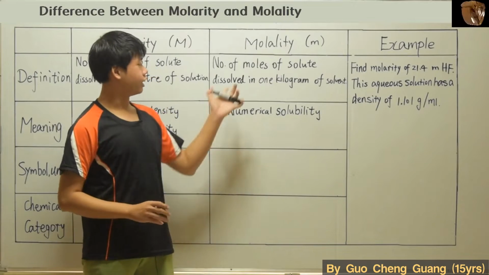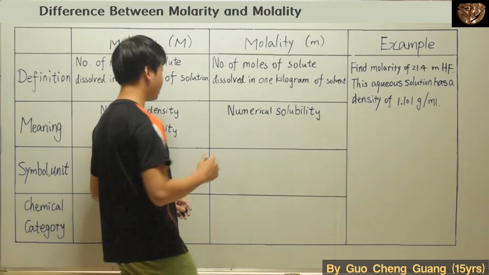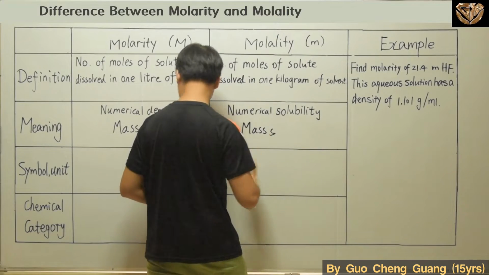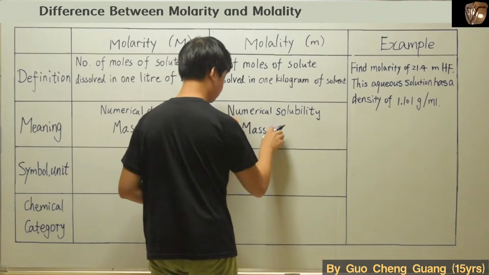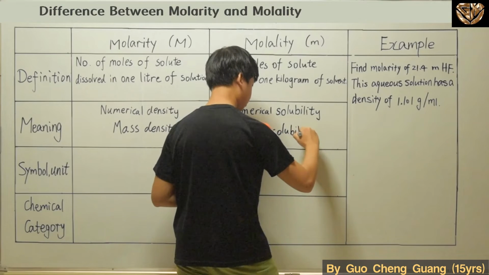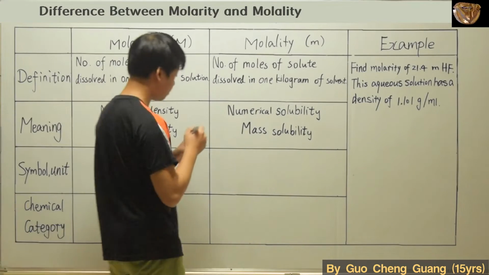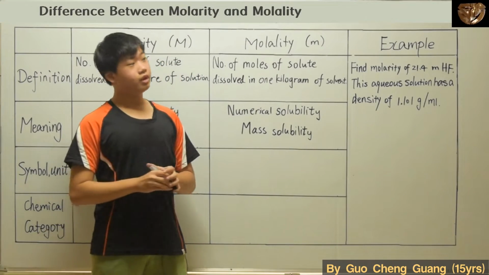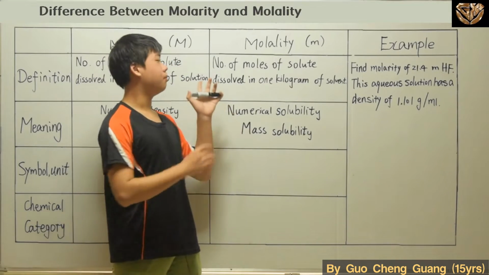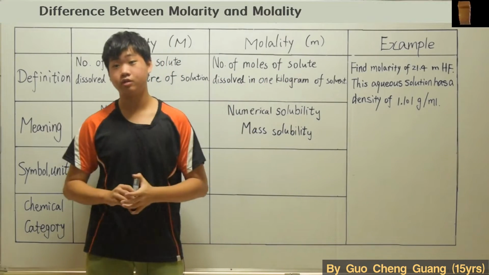Now what if, again, you multiply this by its molar mass? So that would become your mass solubility. So what's so special about mass solubility? This has become a bit easier to understand for some of you, as it is now the mass of solute that is dissolved in a mass of solvent.